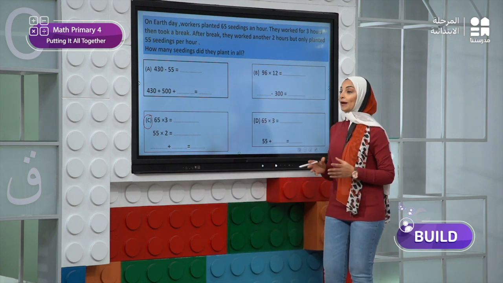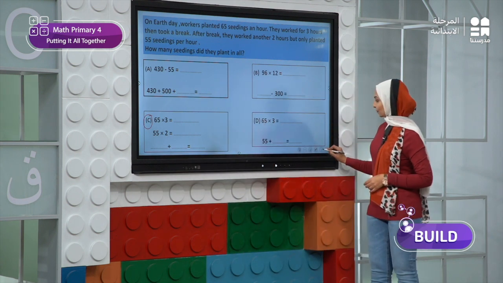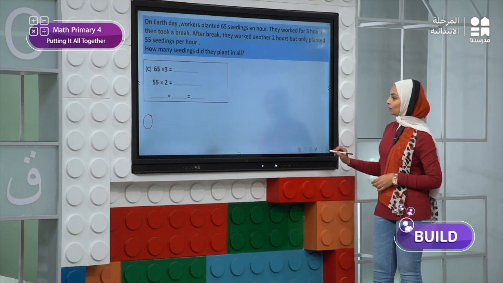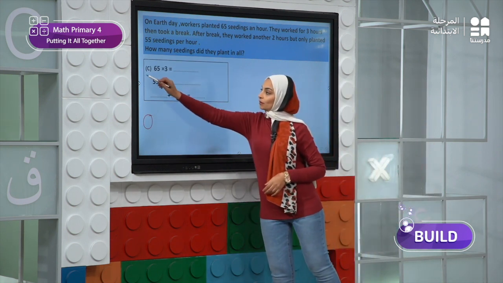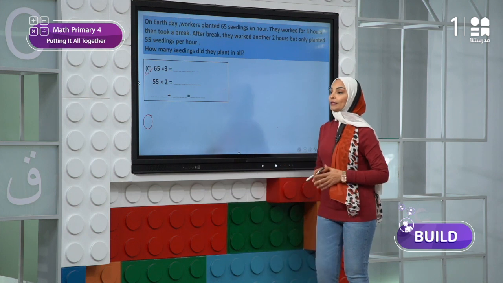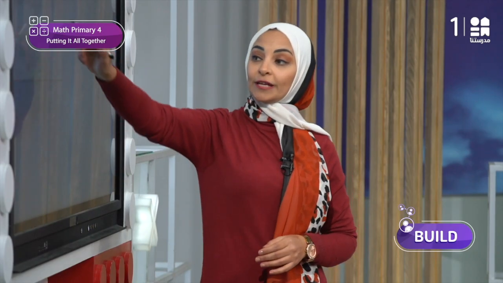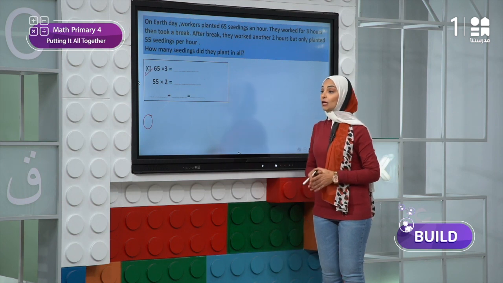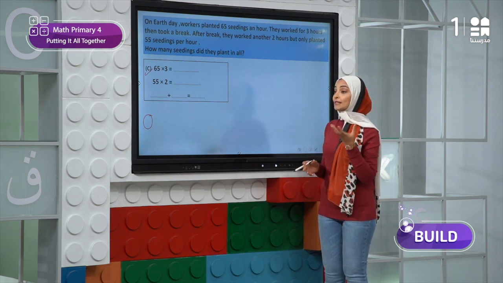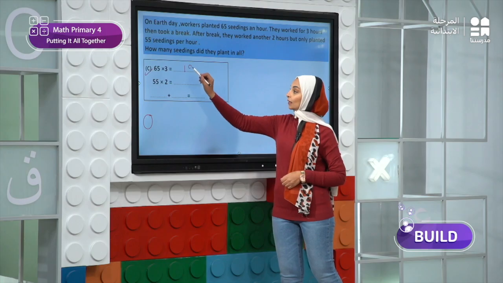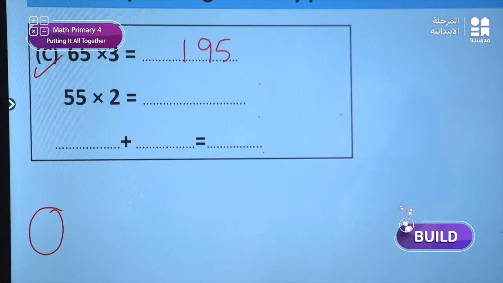Now let's continue our answer. So I will write that C is the correct answer. Now let's complete the answer. We have here 3 steps as I said. So the first step I will make 65 times 3. 65 times 3 gives me what? Of course, 195. This is the first step.